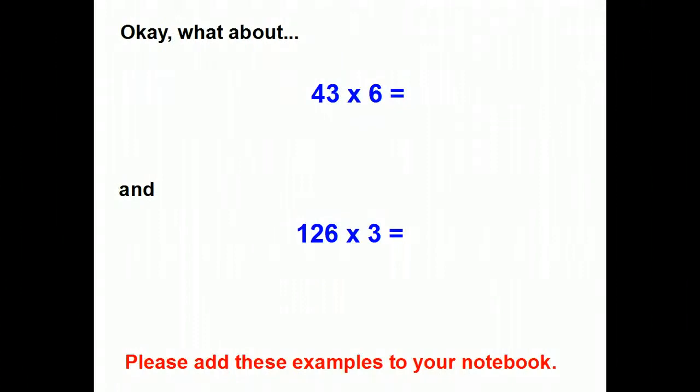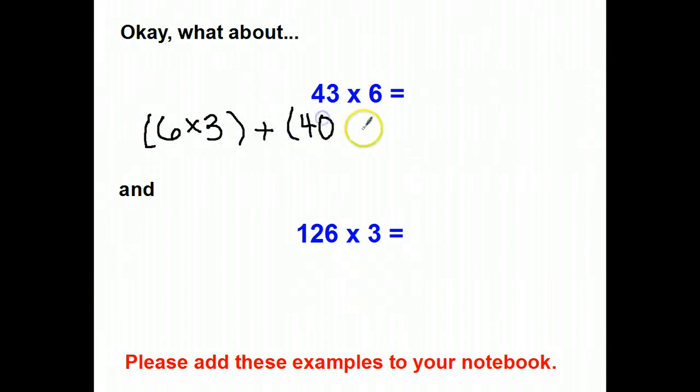Okay, so what about 43 taken 6 times? What am I actually doing? Well, what I'm actually doing is 6 times 3, here times here, and then my units times my tens. So I'm really doing 6 times 3 plus 4 tens, which is 40, times 6.